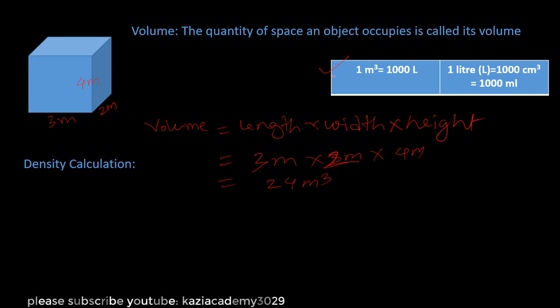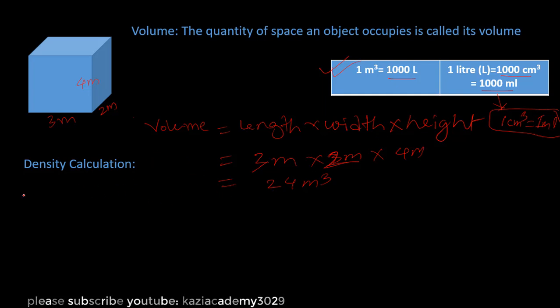Remember this relationship: 1 cubic meter equals 1000 liter. 1 liter equals 1000 cubic centimeter. And 1 liter equals 1000 milliliter. So from here, another thing, 1 cubic centimeter equals 1 milliliter. So cubic centimeter and milliliter are the same.